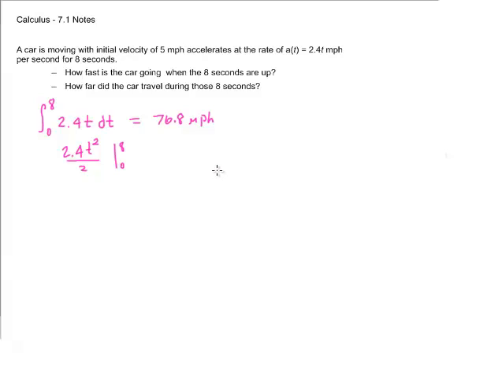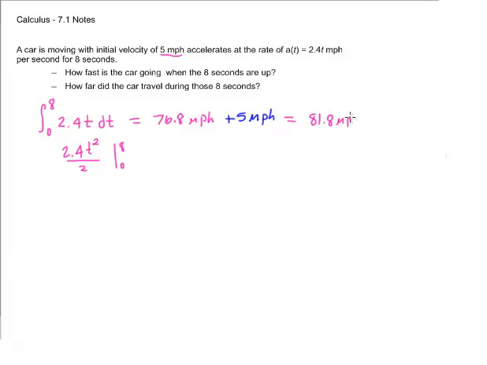But we started with 5 miles per hour already in there, so we're going to take the 76.8 and add 5 miles per hour. And that'll give us our final answer of how fast our car is going. We started off at 5 miles per hour. We accelerated to 76.8 miles per hour. So how fast are we going all together? It should be 81.8 miles per hour.